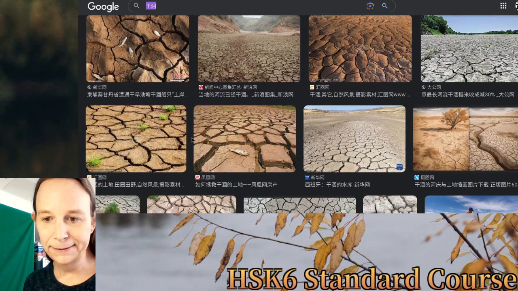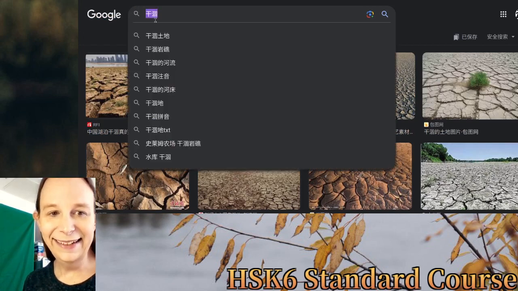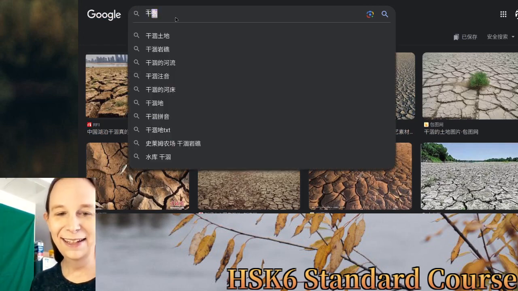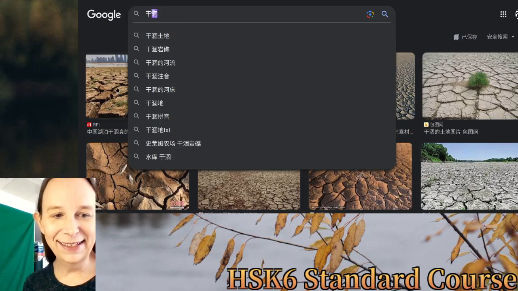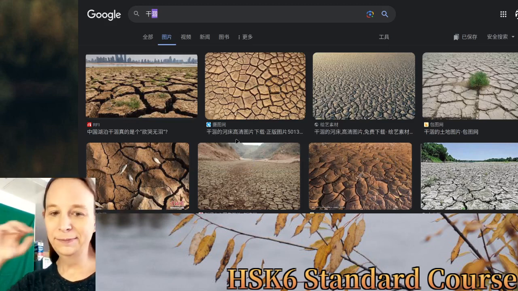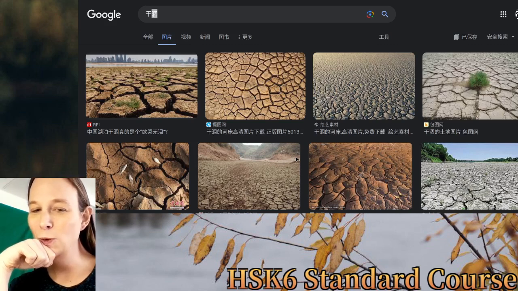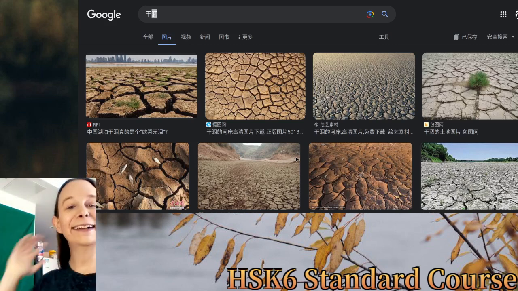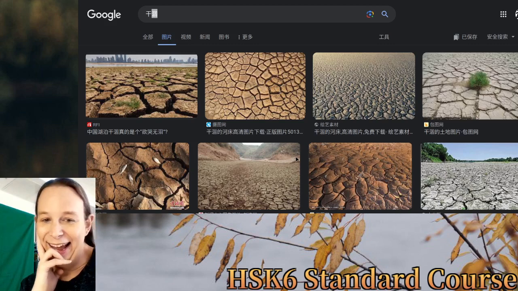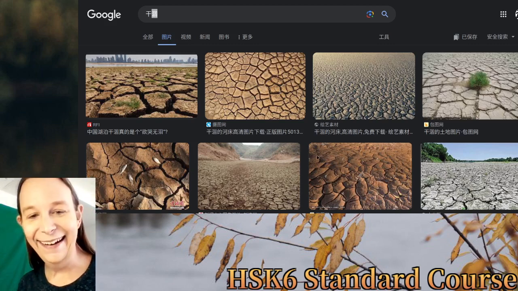干涸. Alright, so that's the other word. It's an interesting character, this one. It's 固 with 三点水. But the funny thing is it means to dry up. So what, like the water solidifies? 固. Kind of makes sense, I guess. That's an interesting character.